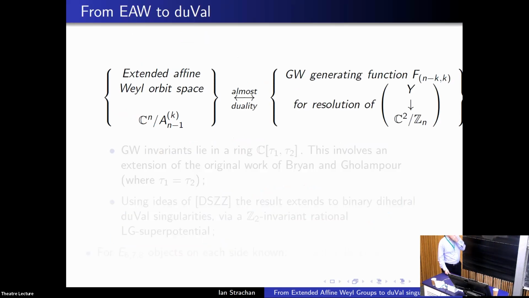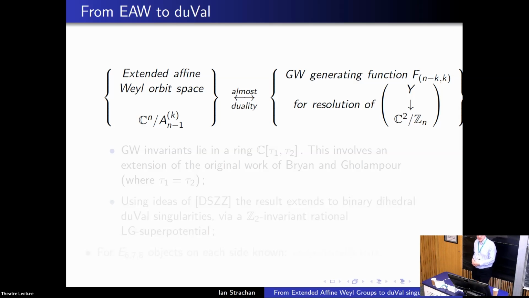Let's wind up. Remember, I was originally given half an hour for the talk, so we're finishing early. The extended affine Weyl orbit space C^n over A_{n-1}, with k being the marked point: if you work out almost duality, you get one of these trilogarithm solutions, which appear in the literature already.